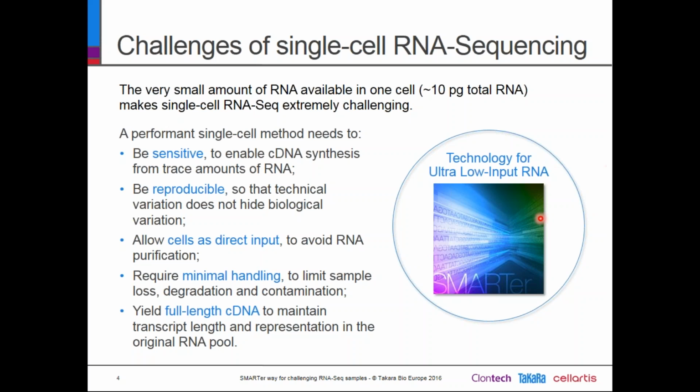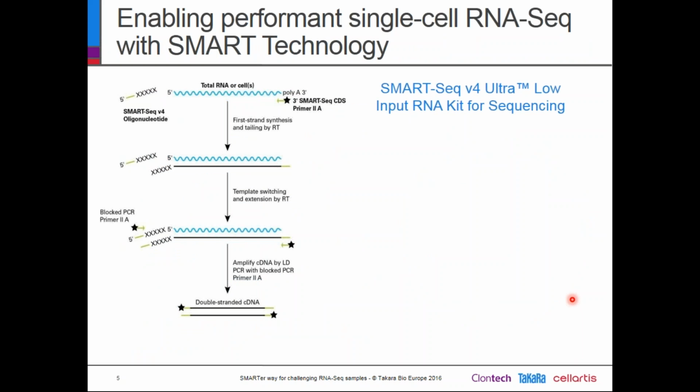So all these features we have incorporated in our technology for ultra-low input RNA called SMARTer. And let me explain a bit more in detail how it works. So we have here the general workflow of the latest generation of SMART technology, which is the SMART-Seq v4 Ultra Low Input kit. You will start a reverse transcription with an oligo-dT primer in this case to only amplify mRNA.